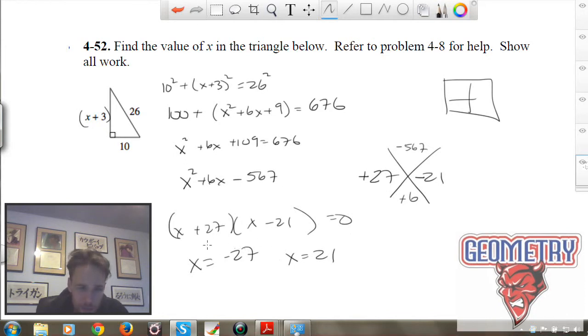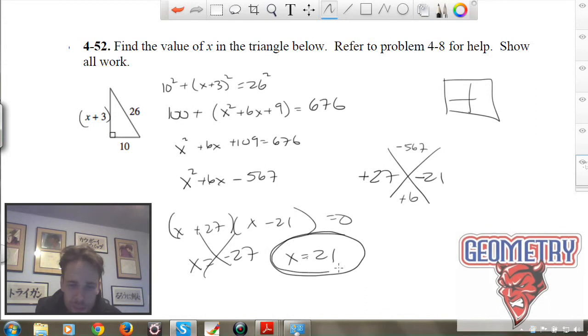Now one of these we have to throw away. x cannot be negative 27 because if we plug that back in, we get a negative side length of negative 24. So that's not going to work. So the only viable answer here is for x to be 21.